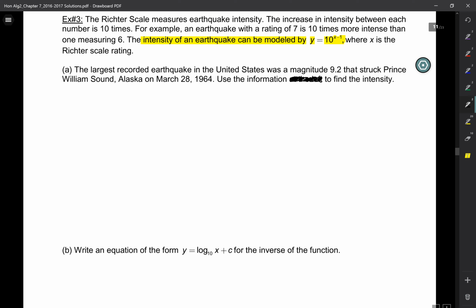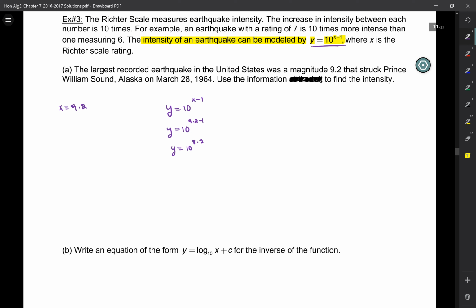Use the information to find the intensity. So we said that the intensity is modeled by this equation, y is equal to 10 to the power of x minus 1, okay? What is x? x is the Richter scale magnitude, right? In this problem, how much is x? 9.2. So x is equal to 9.2, and y is equal to 10 to the power of 9.2 minus 1, 10 to the power of 8.2.